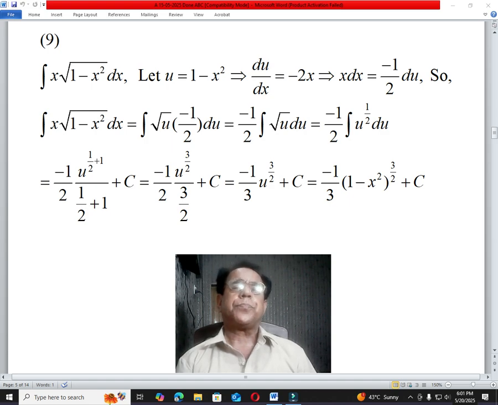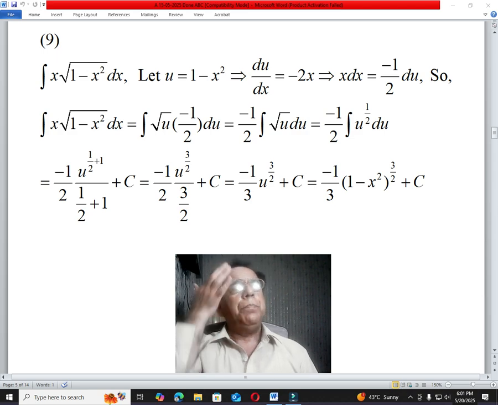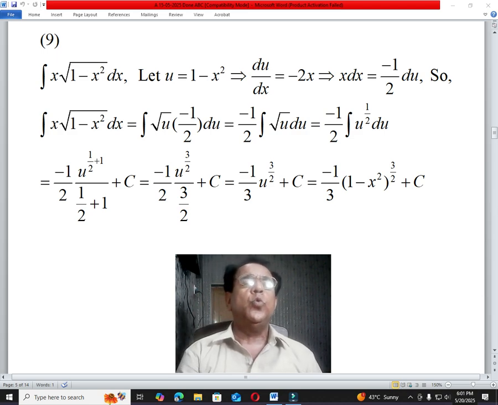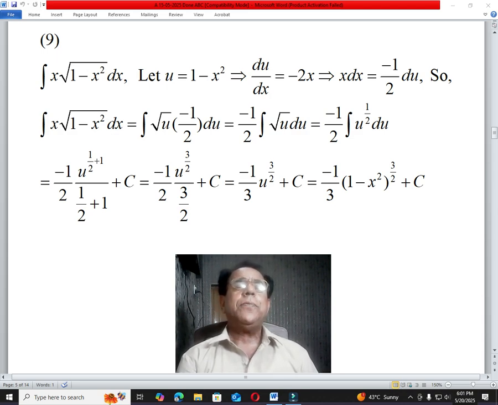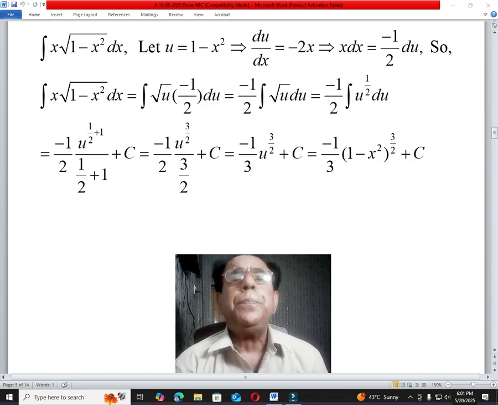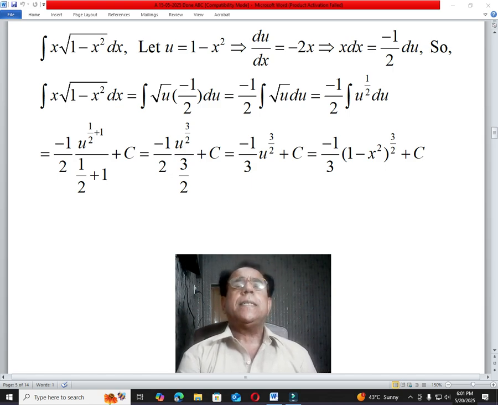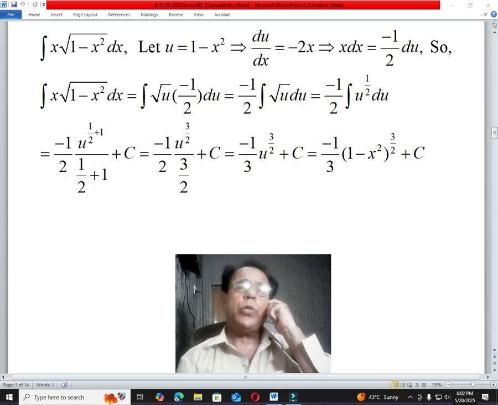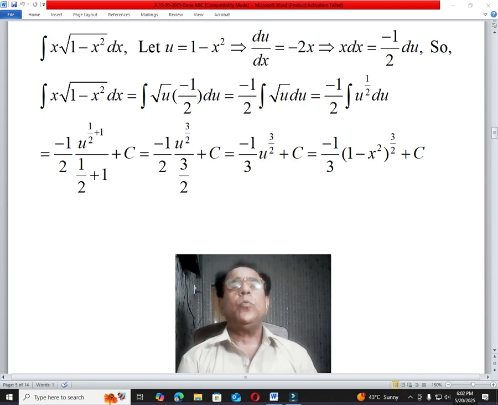So the given integral, x times the square root of 1 minus x squared dx, becomes equal to the integral of the square root of u times minus 1/2 du. In the next step, because minus 1/2 is a constant, it will be written prior to the integral sign, and our next step becomes minus 1/2 times the integral of the square root of u du. In the next step we have only changed the square root of u to u raised to the power 1/2.